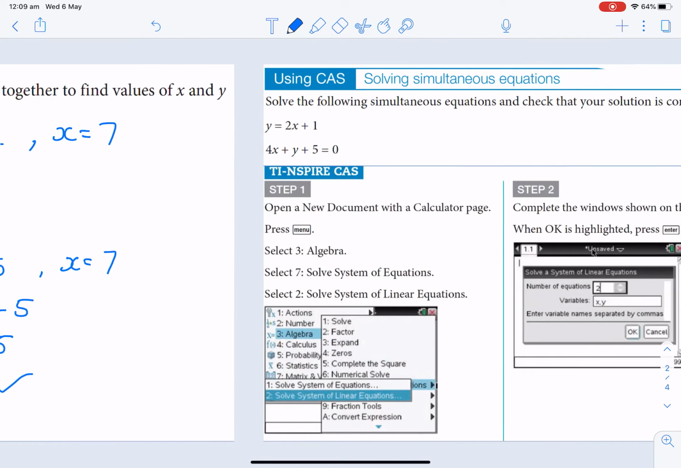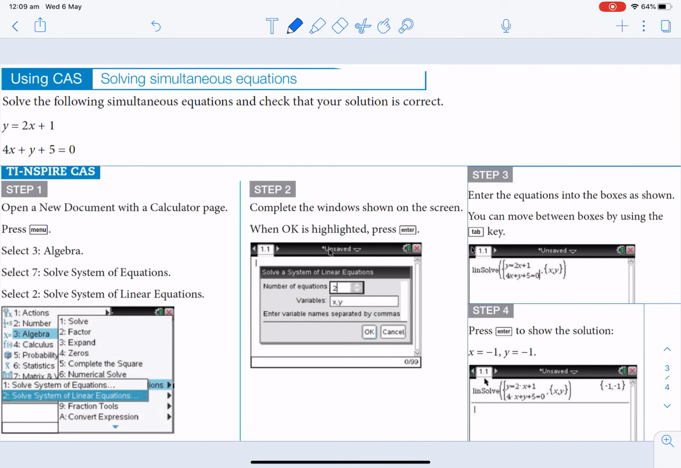All right, next slide. What do we do with the CAS? How do we solve this? We learnt how to use the expand function and the solve function. We're now using the linsolve, or the linear equation solving function. And to do that, you would open a new document. It's always so much easier to work with a nice clear screen. You would press your menu button, then you press 3 for algebra, 7 for solving system of equations, and number 2 for solve system of linear equations.